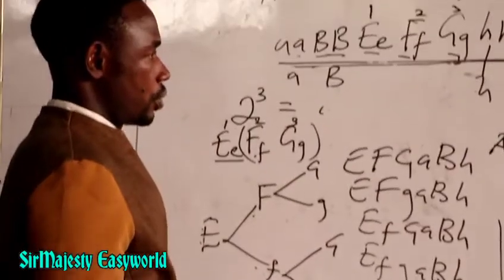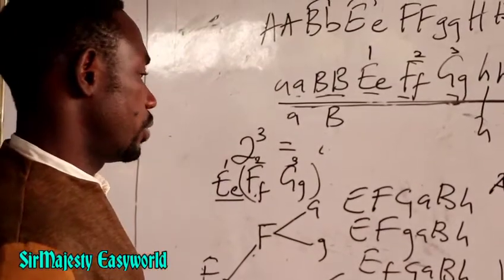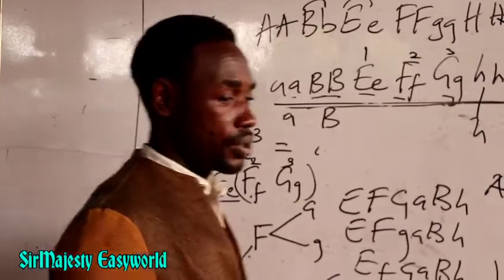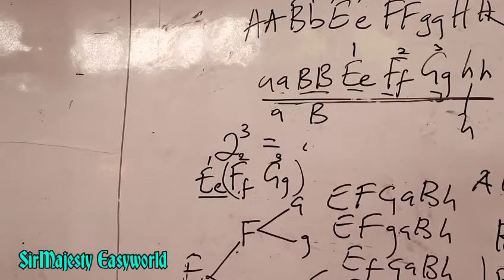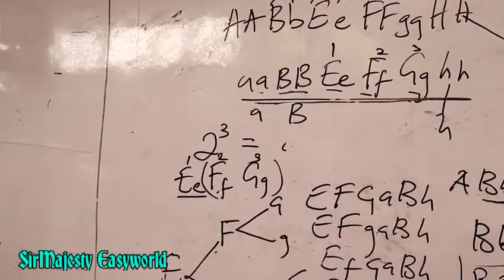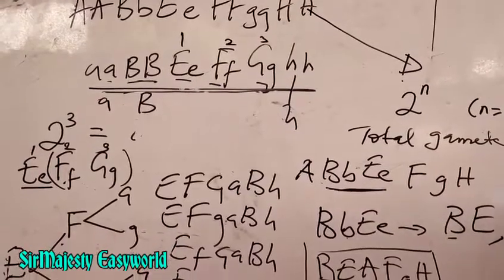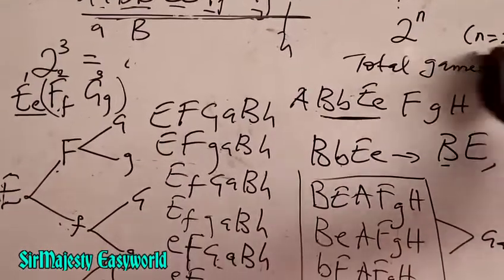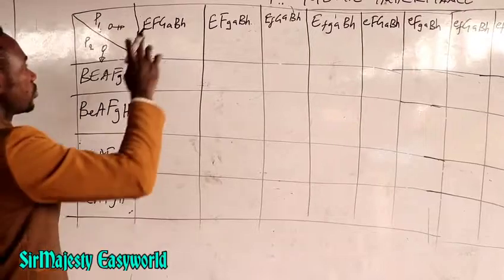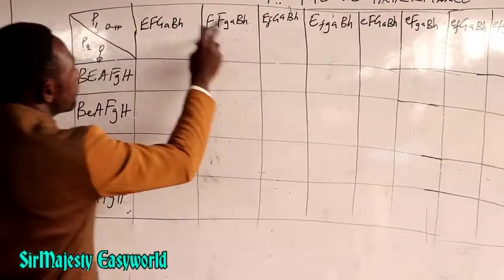So we now go to the Punnett square. Go to the Punnett square. Well, I need to write down these gametes. Okay, let's use here.